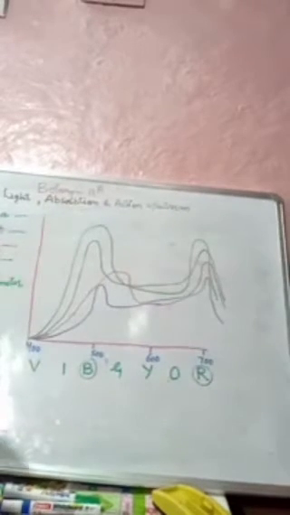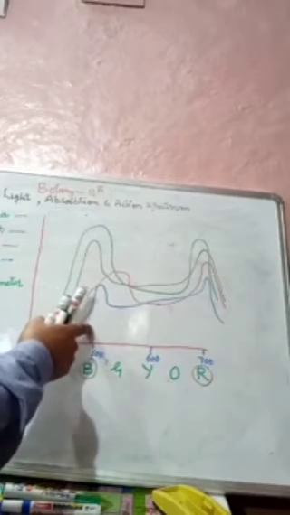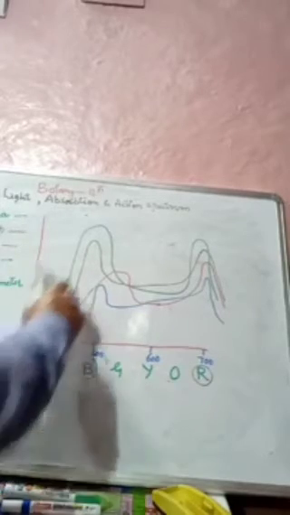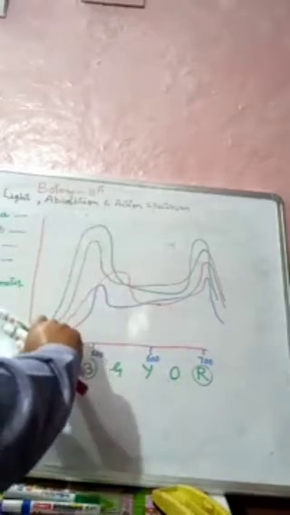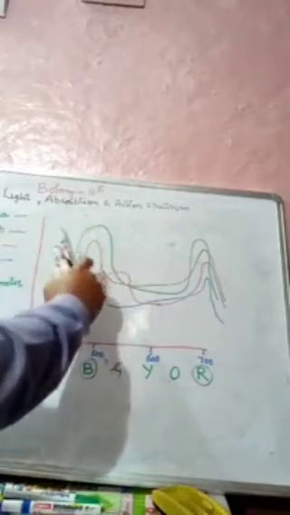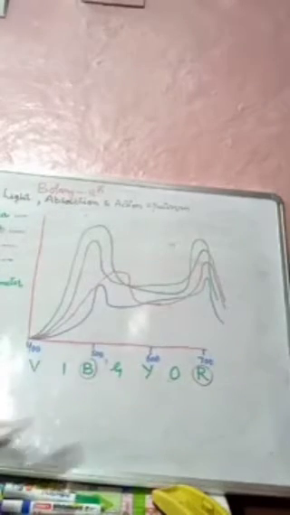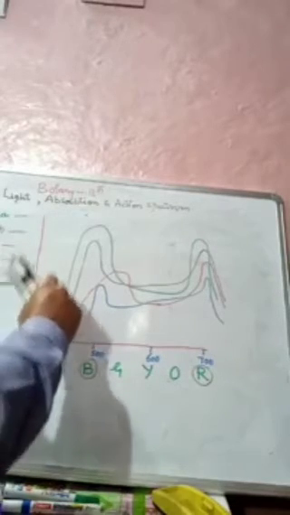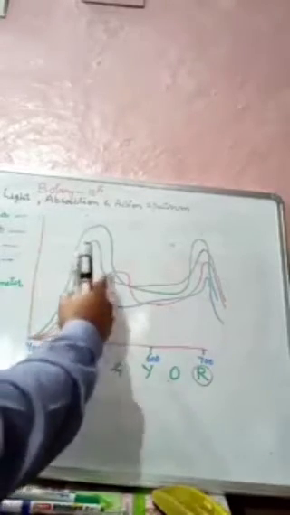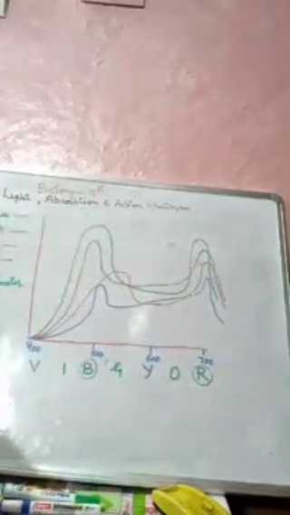And while studying this graph, what we will see is that the absorption spectrum of chlorophyll A and chlorophyll B indicates that these pigments only absorb blue and red lights. And the action spectrum shows that the maximum photosynthesis mainly takes place at the blue and the red color.